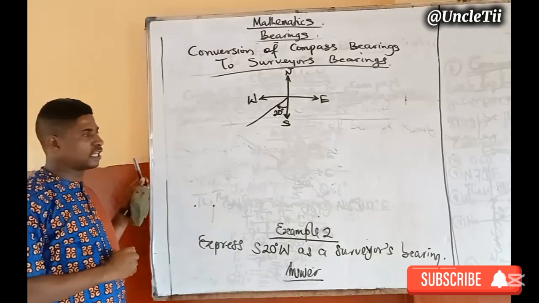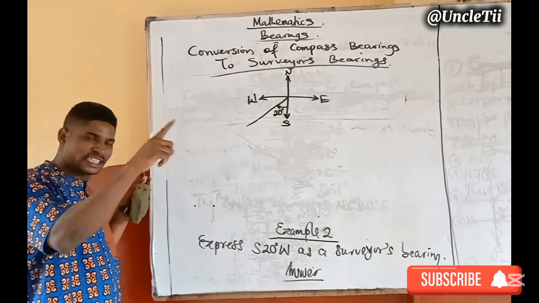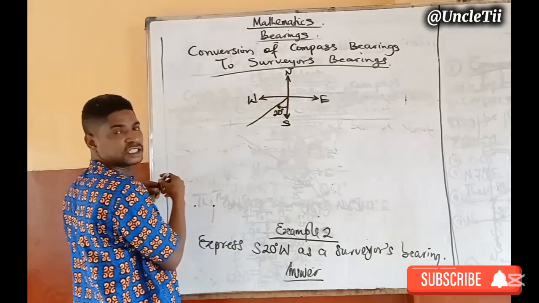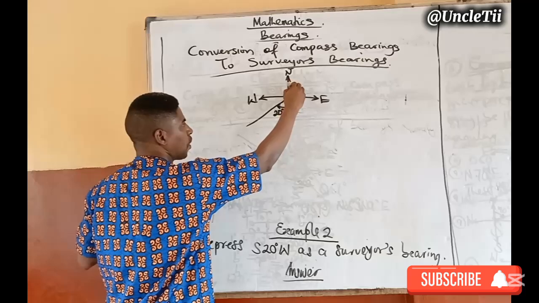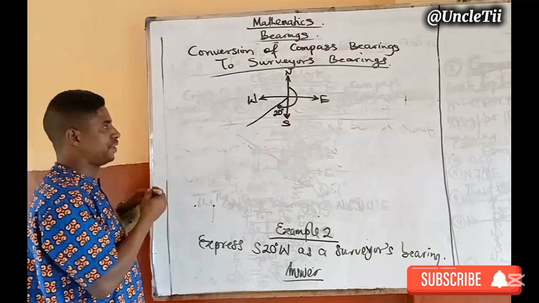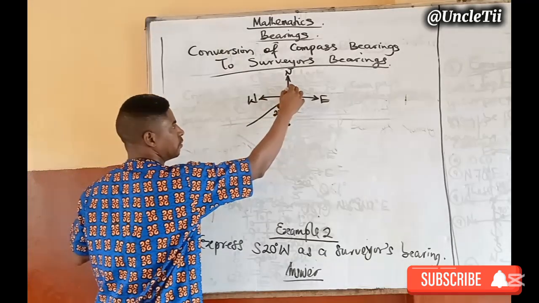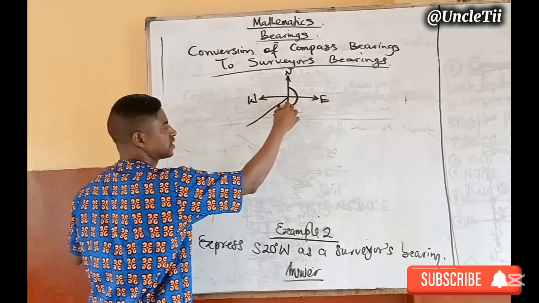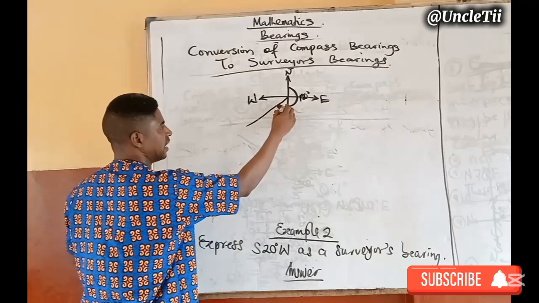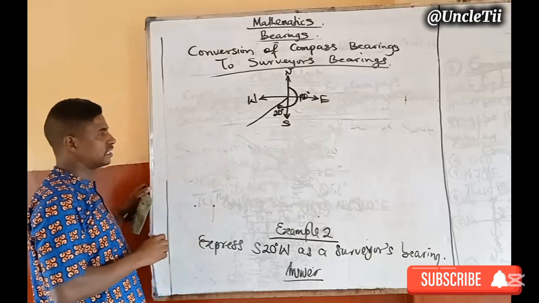What then is the surveyor's bearing equivalent? Don't forget, for the surveyor's bearing, you move clockwise from the north till you get to the straight line. Here is the straight line, that is the north. So if you move clockwise, this gap will be the surveyor's bearing, which from the north to the south is 180 degrees. Then from the south to the straight line, according to the question, is 20 degrees.